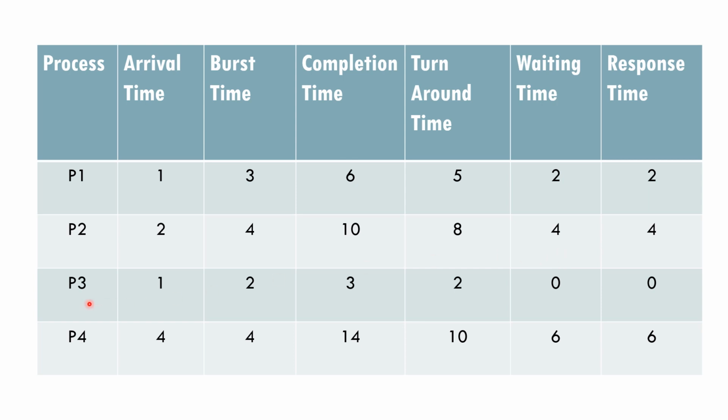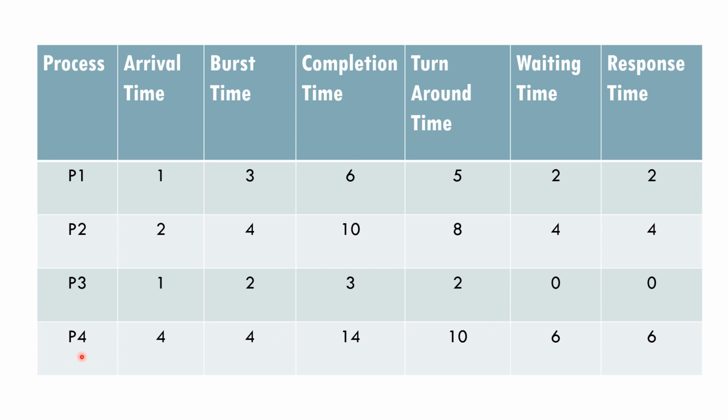Coming to the process P3, its arrival time is 1 millisecond, burst time is 2 milliseconds, completion time is 3 milliseconds. Coming to the turnaround time, it is completion time minus arrival time, 3 minus 1, which is 2 milliseconds. Coming to waiting time, it's turnaround time minus burst time, which is 2 minus 2, obviously 0 milliseconds. And response time, which is equal to waiting time, is 0 milliseconds for process P3.